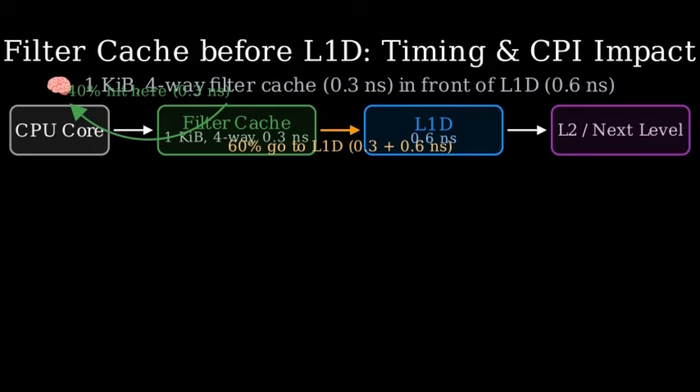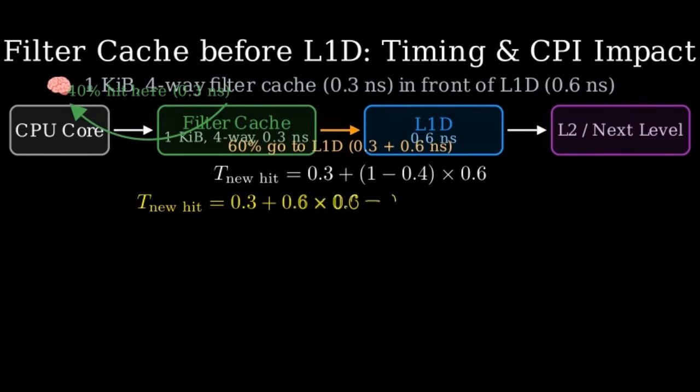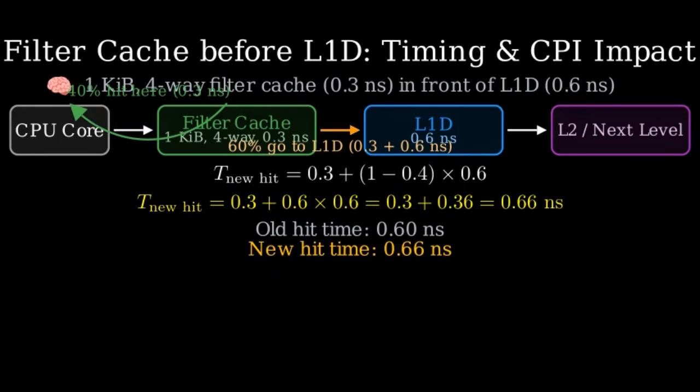Now, let us compute the new average hit time for the hit path. Before the filter cache, the hit time was 0.6 nanoseconds in level 1D. With the filter cache in front, every access first pays 0.3 nanoseconds. Then, with probability 1 minus 0.4, or 60%, we also pay the level 1D latency of 0.6 nanoseconds. So the new average hit time equals 0.3 plus 0.6 times 0.6. That equals 0.66 nanoseconds. Notice that this is a little slower than the original 0.6 nanoseconds because 40% capture is not quite enough to overcome the extra front-end lookup cost for the rest.